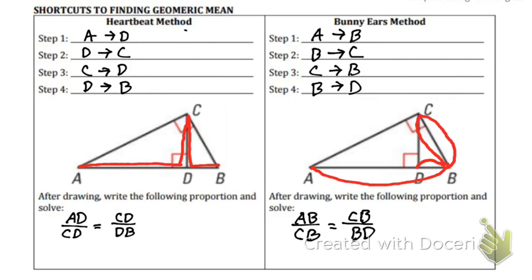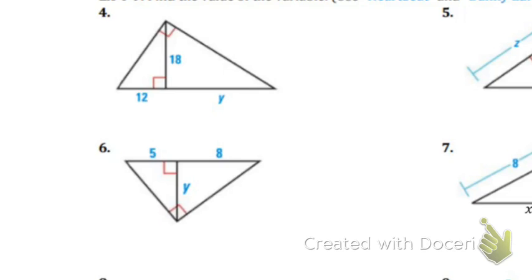If you need me to go back, let me know. All right, our first example, we're going to do 4 and 6, and then we'll do 5 and 7. 4 and 6 are both going to use the heartbeat method.